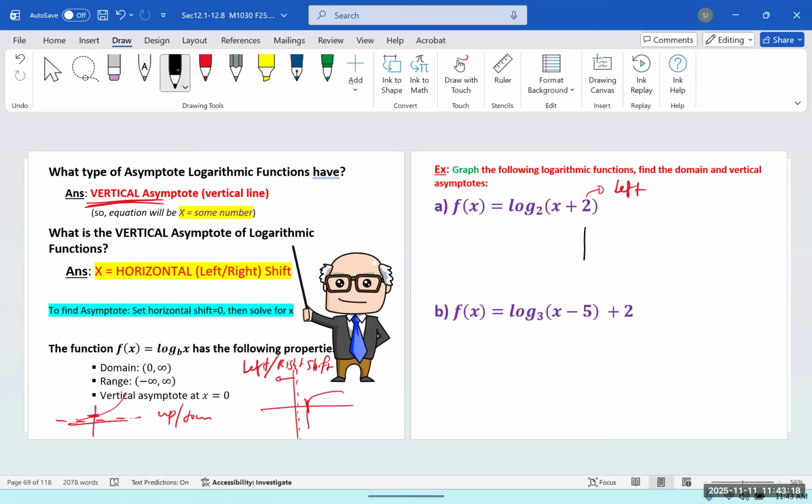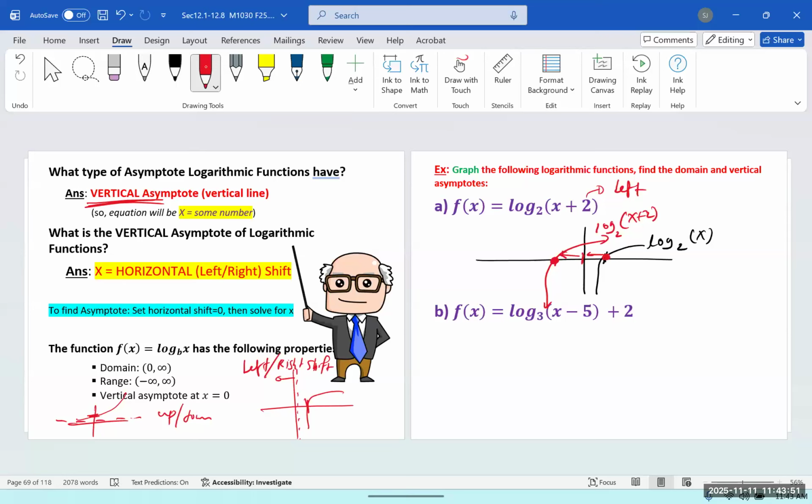So you take the original log graph, which goes through the x value 1. So this is log base 2 of x without transformation. You take this point and you go 1 left here, then 2 left here. So you move your x-intercept 2 places to the left and you draw your graph again. So this is log base 2 of x plus 2.